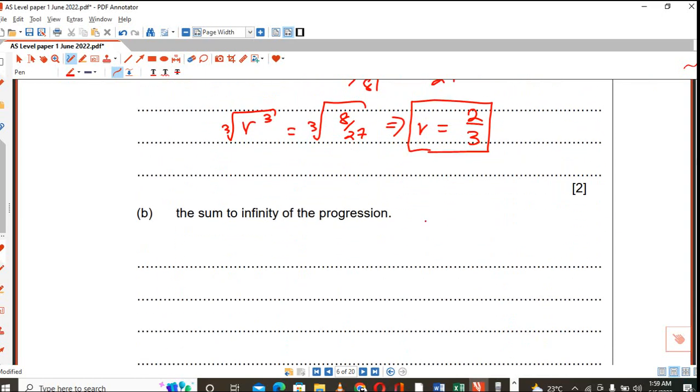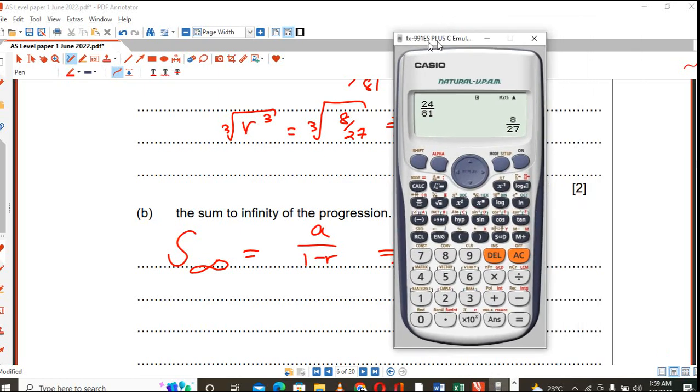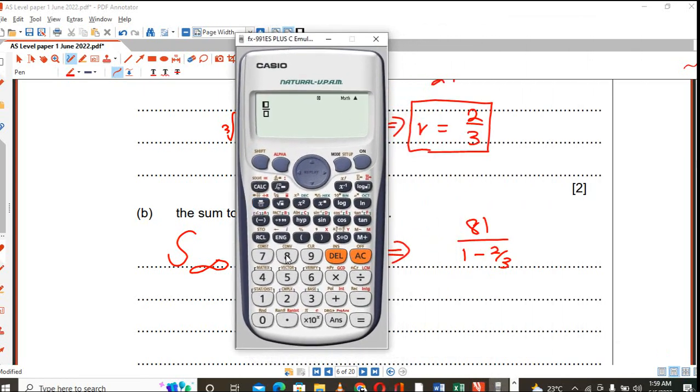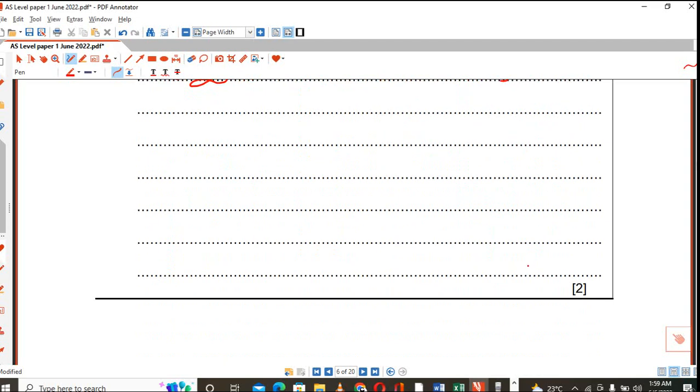Then they are saying the sum to infinity. Again, sum to infinity is given by this formula here. So that is going to be 81, the first term, over 1 minus 2 over 3. Grab your calculator and work out what that value is. We have 81, and then 1 minus 2 over 3. That gives us 243. So that is the solution to part B.